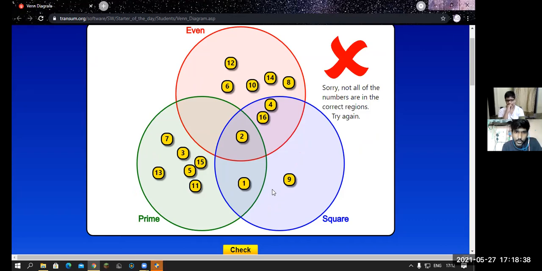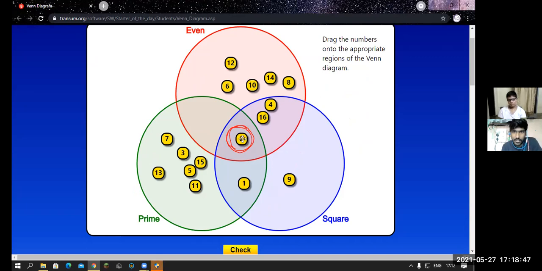You have put 2 here, in between square and prime. But 2 is not a perfect square, correct? Is 2 a square of any number? For example, 4 is a perfect square. Why is 4 a perfect square? Because 4 is a square of 2. Same thing, 16 is also a perfect square because 16 is a square of 4. But is 2 a square of any number? No, so 2 would come here.